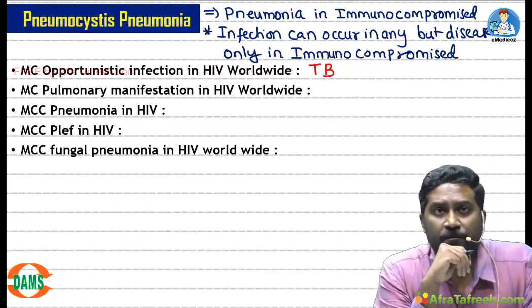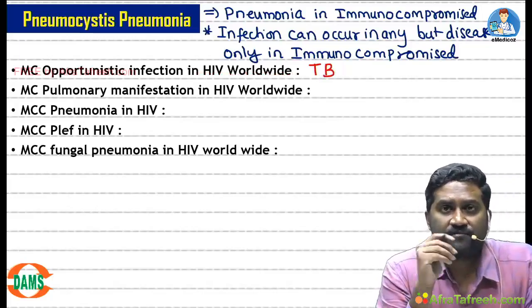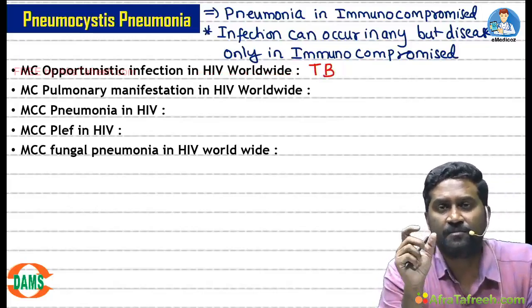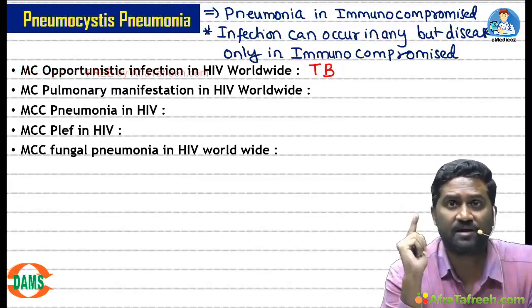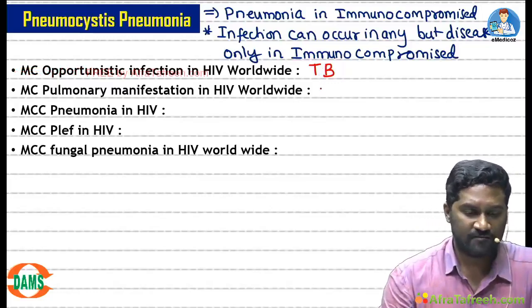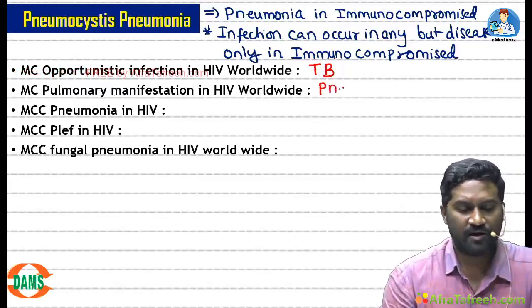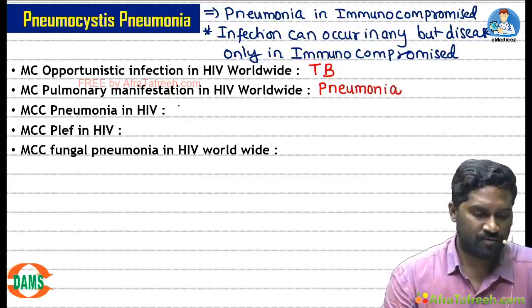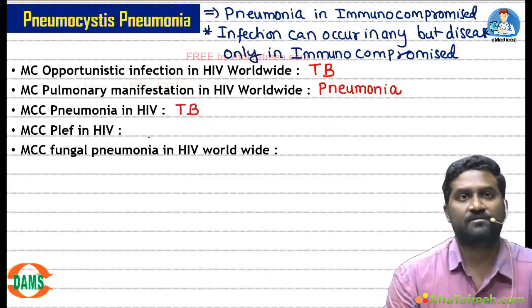Most common pulmonary manifestation. Whenever an HIV patient presents to me with some respiratory symptoms, what should I suspect? Some infection in the lung. What is that infection in the lung called? Pneumonia. It can be pneumonia. Now what is the common cause of that pneumonia? The common cause of that pneumonia is again tuberculosis.